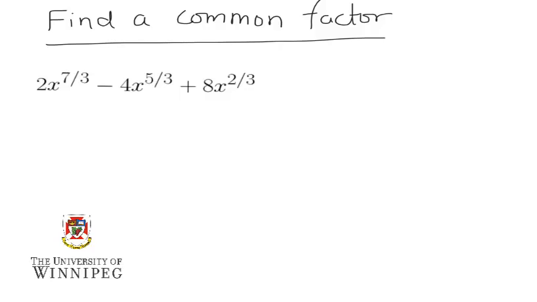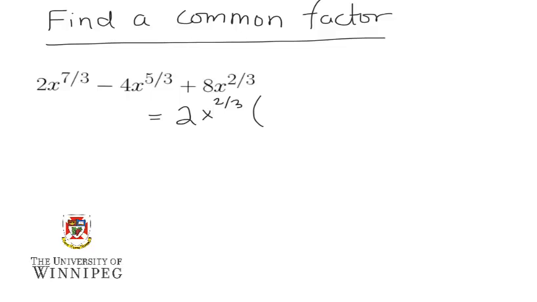Well, first thing you want to do in this case is look at all of your terms and see if there is a numerical common factor that we can take out. In this case, looking at the coefficients, we have 2, minus 4, and positive 8. We can take out a 2 from all of these terms. Next, you want to take a look at your fractional powers. 7 over 3, 5 over 3, and 2 over 3. What we're looking for is the lowest power, and that's going to be x to the power of 2 over 3. That's the smallest of these three fractions.